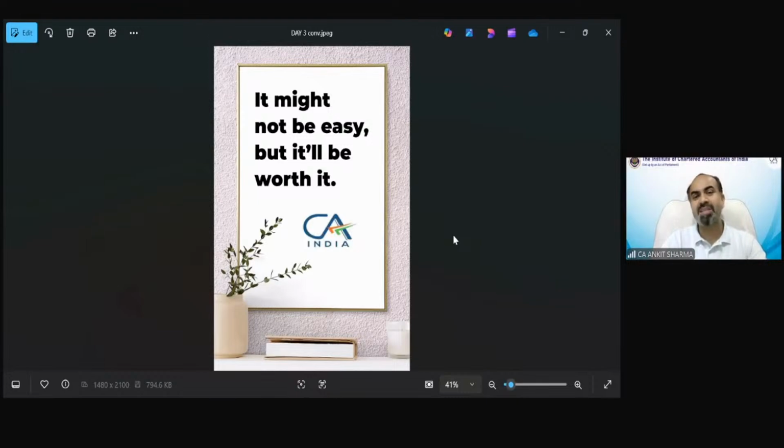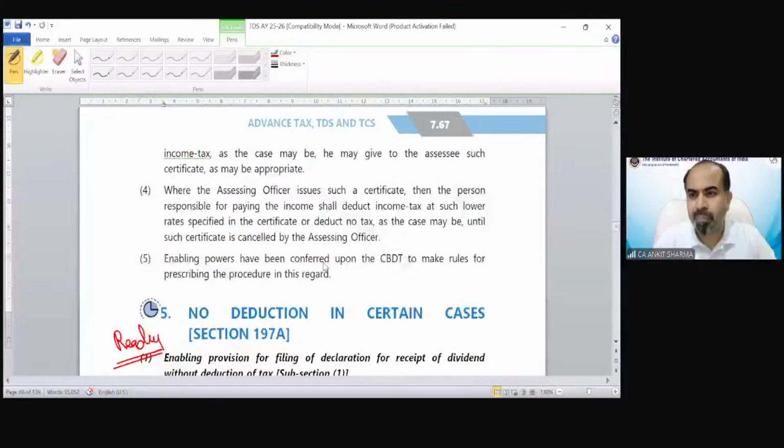So you will be a CA and definitely it will be worth whatever you are suffering nowadays. So please be focused and definitely you will make it. If you are focused and doing hard work, you will be a chartered accountant very soon. We will discuss that, Asa.